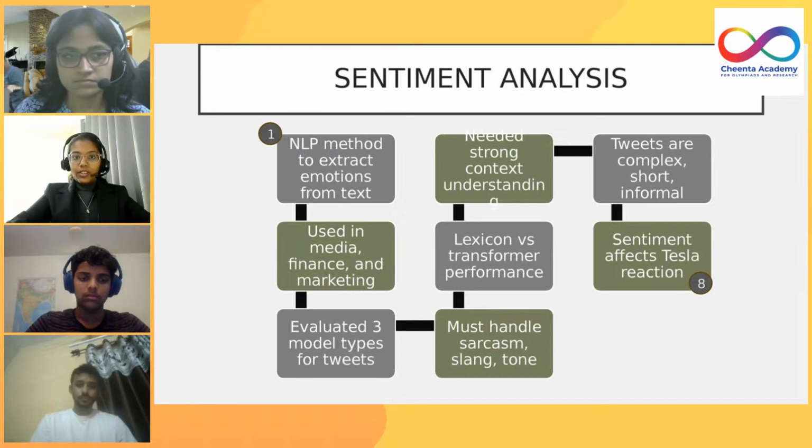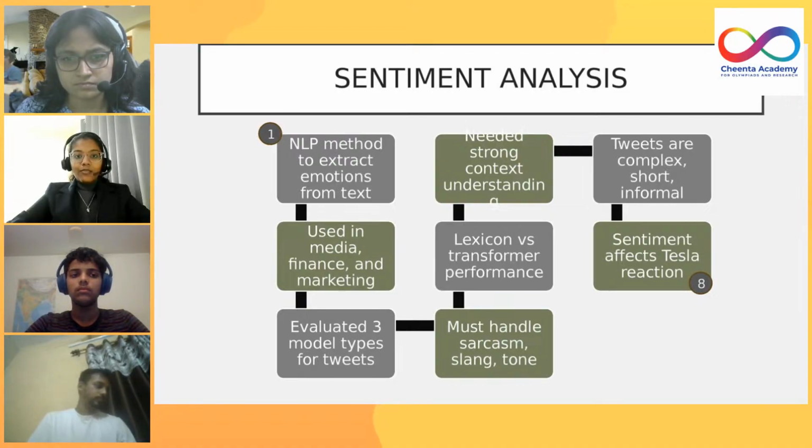So, this is about sentiment analysis. We've used the NLP method to extract emotions from text, and this method is commonly used in media, finance, and marketing, and all other AI fields too. We evaluated three model types for tweets and three sentiment analysis too. We found that they must handle sarcasm, slang, and tone. We also compared the lexicon and the transformer's performance, but found that it needed a strong context understanding, which is why we chose Roberta, because it's pre trained on tweets and understands that tweets are complex, short, and informal. We have found a correlation between sentiment and Tesla reactions.